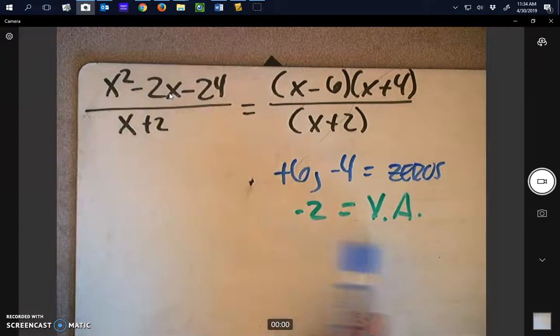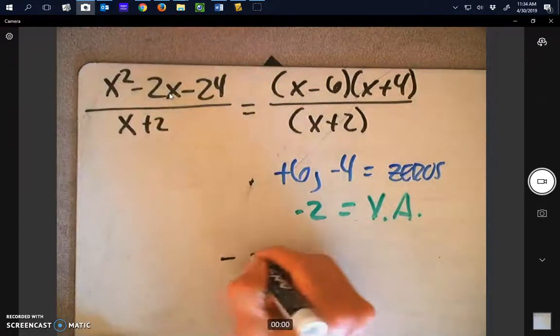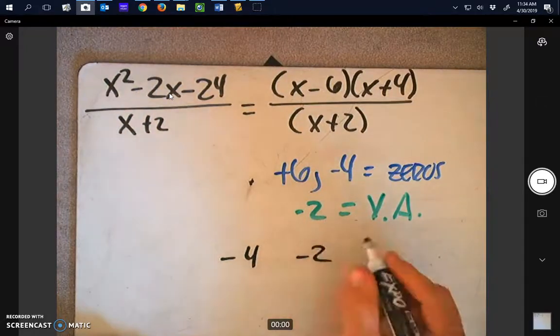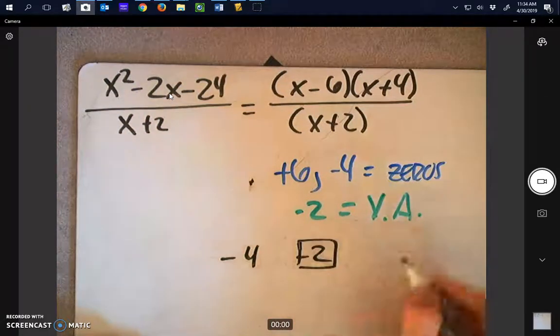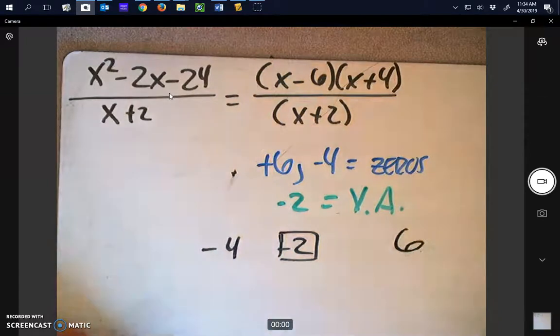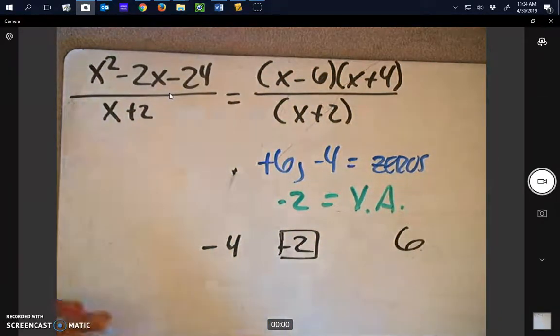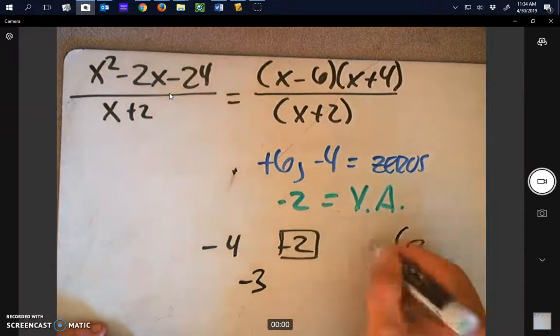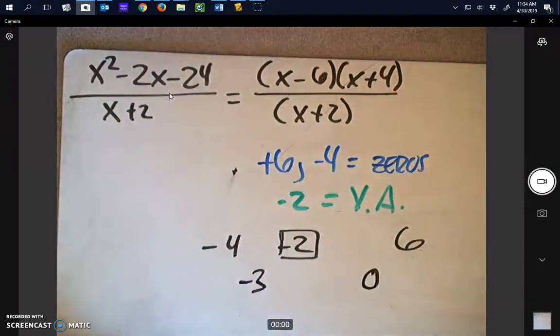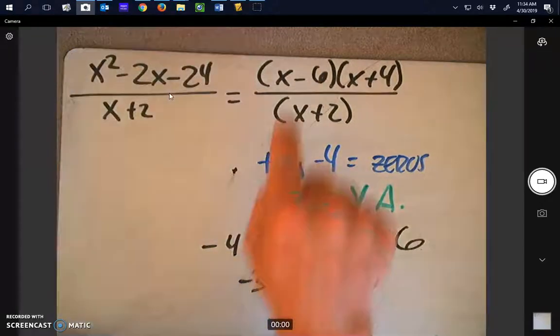So once again, let's put these in order on the number line. So we have negative 4 is our smallest number. Negative 2 is the number that we really care about. I'm going to box that in. And then positive 6. So once again, we're trying to find a number that's between these two numbers and between these two numbers. Negative 3 is good. I'm going to use 0 this time just because I can. All right, so negative 3 goes in here.